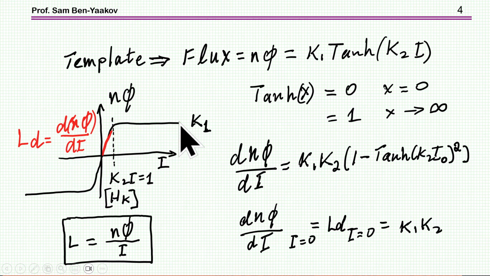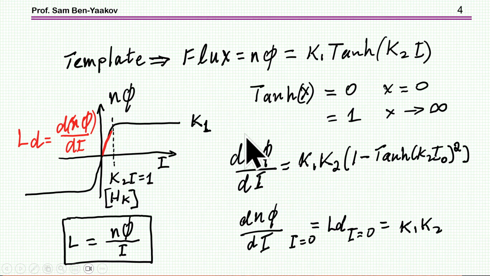Obviously here it's changing. So what is the derivative of this function? It turns out to be k1 times k2, and then the derivative of tangent hyperbolic, which is 1 minus this value squared. And this will be at the initial point, which I assume to be 0, so this term is actually 0. Therefore this slope here is k1 k2.